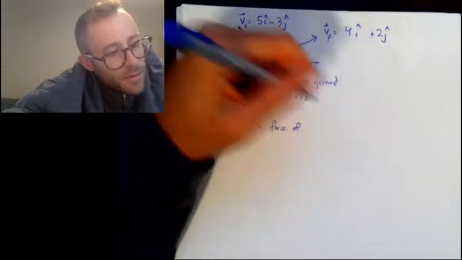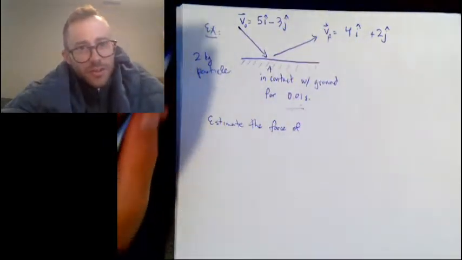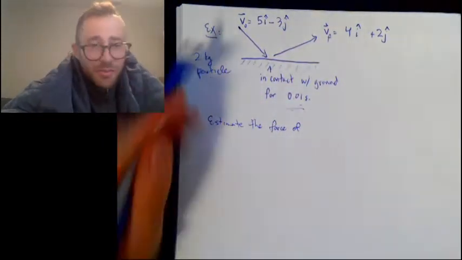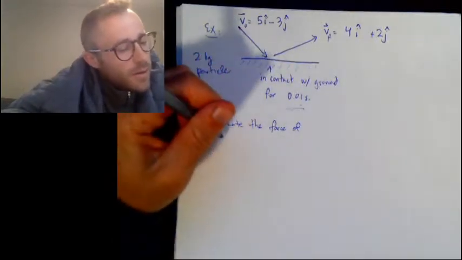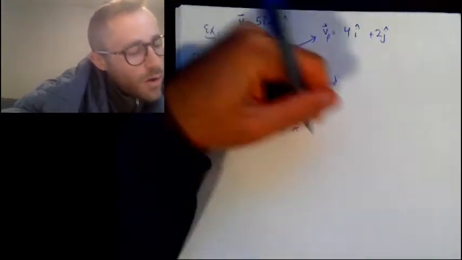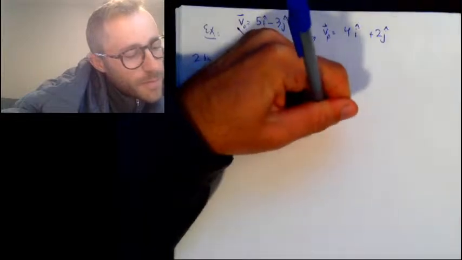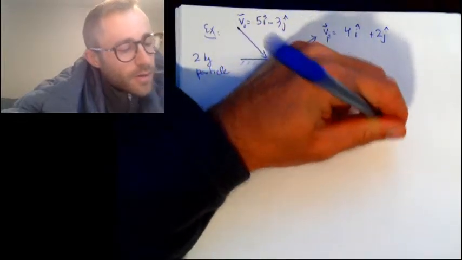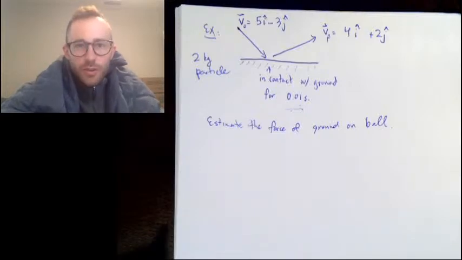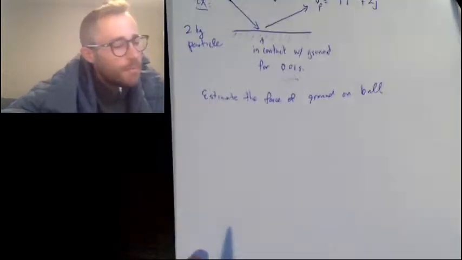of the rocket, I'm already thinking about the next example. Let's estimate the force of the wall, of the ground on the ball. Okay? So this is one of the uses of the sneaky form of Newton's second law.